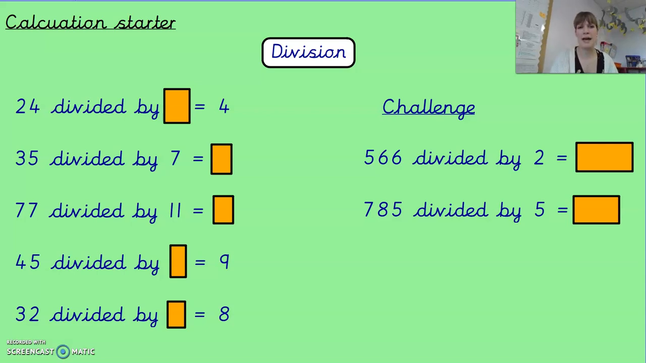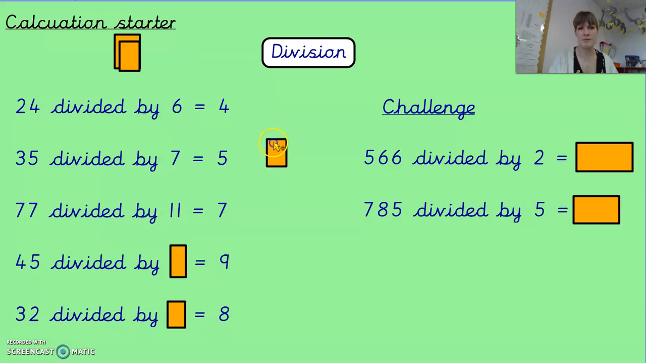Okay, welcome back. So let's quickly go through the answers. 24 divided by something equals 4. Now these set of questions, if we know our times tables really well, we should whiz through them. So 24 divided by 6 equals 4. 35 divided by 7 equals 5. 77 divided by 11 equals 7. 45 divided by 5 equals 9. And 32 divided by 4 equals 8. Massive well done if you got all of those correct.